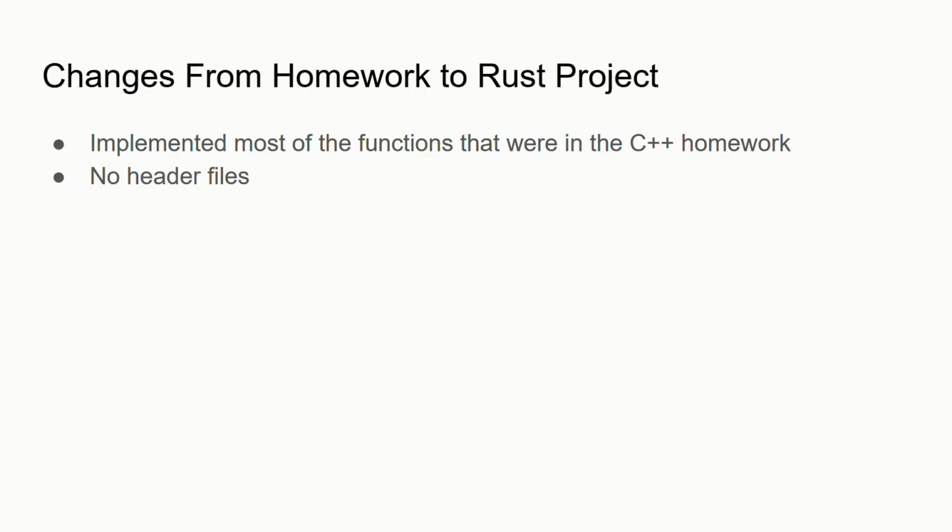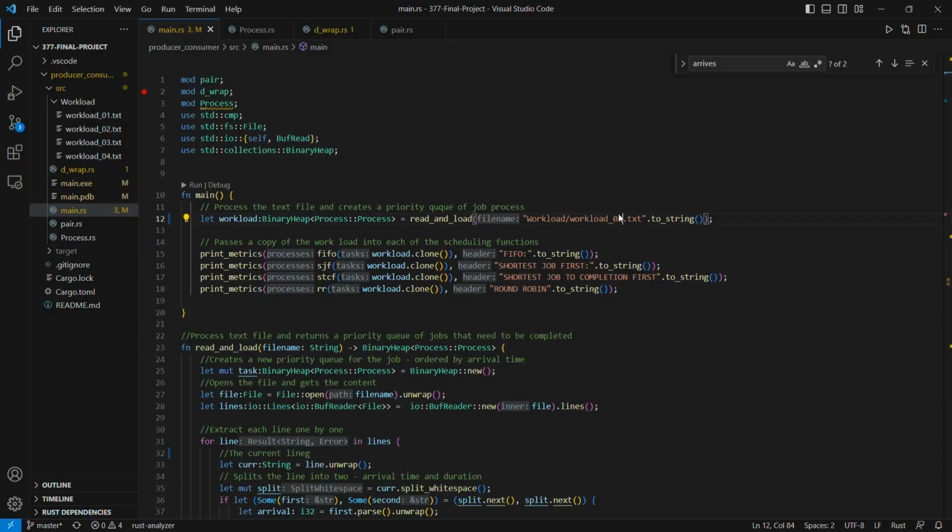Also, I made a couple of changes from the homework version. I got rid of header files. I don't think Rust supports header files, and I implemented most of the files in the C++ homework. Before running this project, let me explain how the project works.